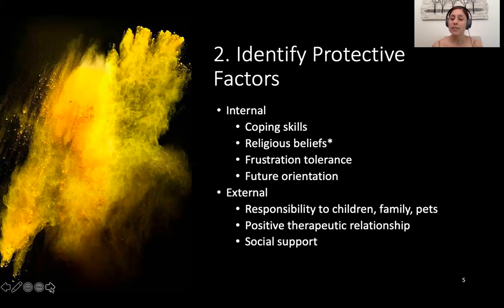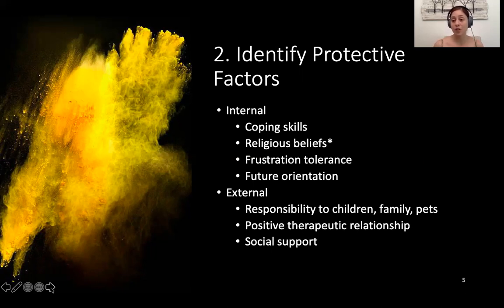So we split protective factors into internal or external. Internal includes the presence of coping skills, like someone who does yoga or meditation or exercises. Those would be coping skills. Some religious beliefs may be protective. For example, if a person believes that suicide is a sin, this may be protective in that it would prevent them from attempting. This is asterisked, however, because in some cases, religious beliefs can be a risk factor. So, for example, if someone believes that they're being punished by God, this can become a risk factor as opposed to a protective factor.